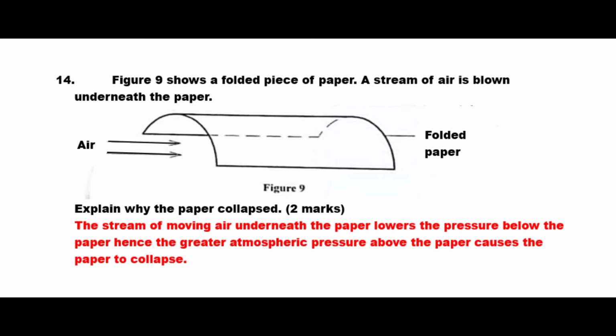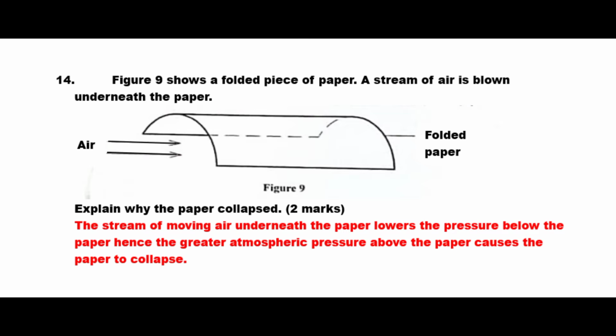So the stream of moving air underneath the paper lowers the pressure below the paper. Hence, the greater atmospheric pressure above the paper causes the paper to collapse. In other words, remember, this is Bernoulli's effect, whereby they are comparing pressure below the paper and above the paper. That's why we are saying, due to the stream of moving air, pressure below the paper lowers below the atmospheric, and therefore the greater atmospheric pressure above it is what makes the paper fold. So that is the end of section A.